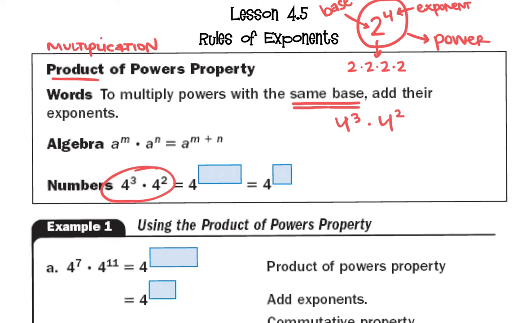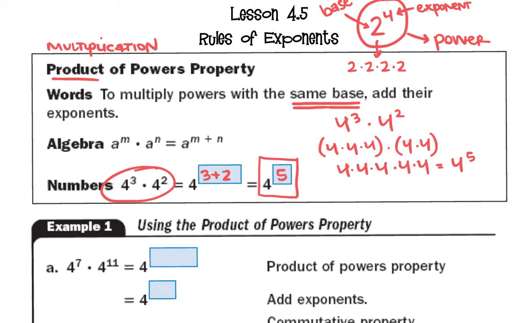But if you were to write 4 to the 3rd power using repeated multiplication, that would be 4 times 4 times 4. Then you would multiply that by 4 squared, which is 4 times 4. Hopefully what you notice here is you are basically multiplying 4 five times. So the other way I could write this is 4 to the 5th power. Essentially what I'm doing is adding those exponents to figure out what the new exponent should be, and 4 to the 5th power would be my answer.